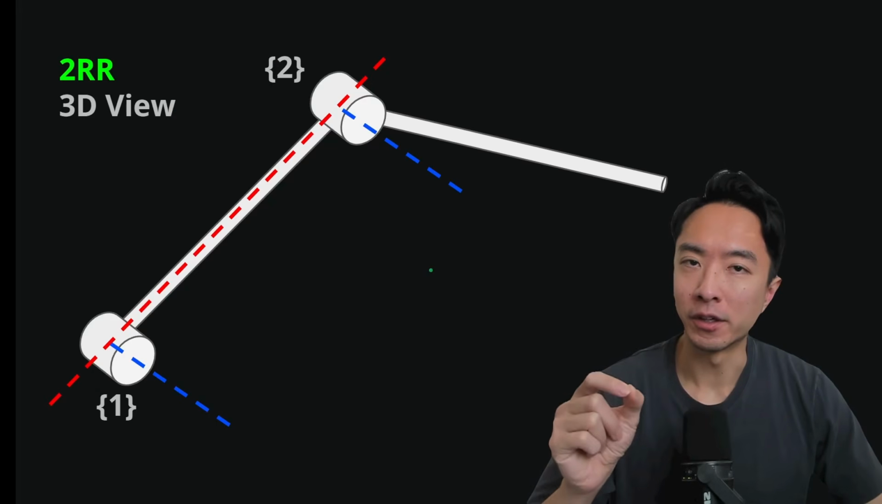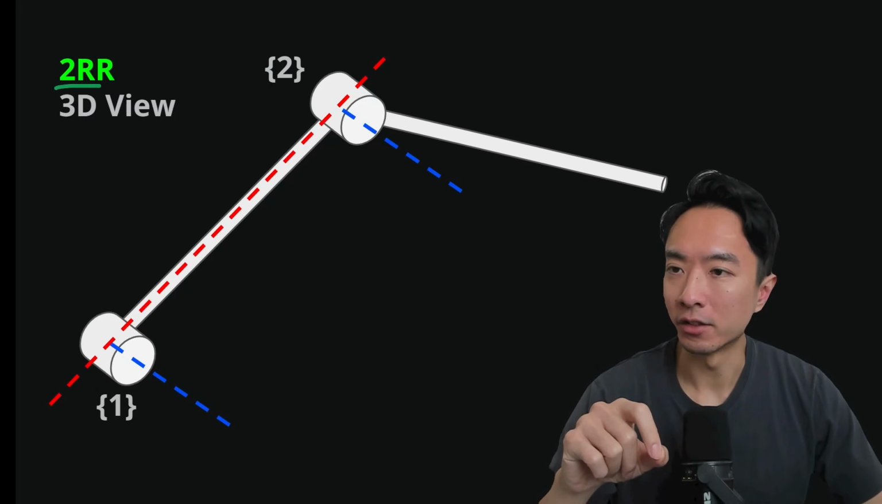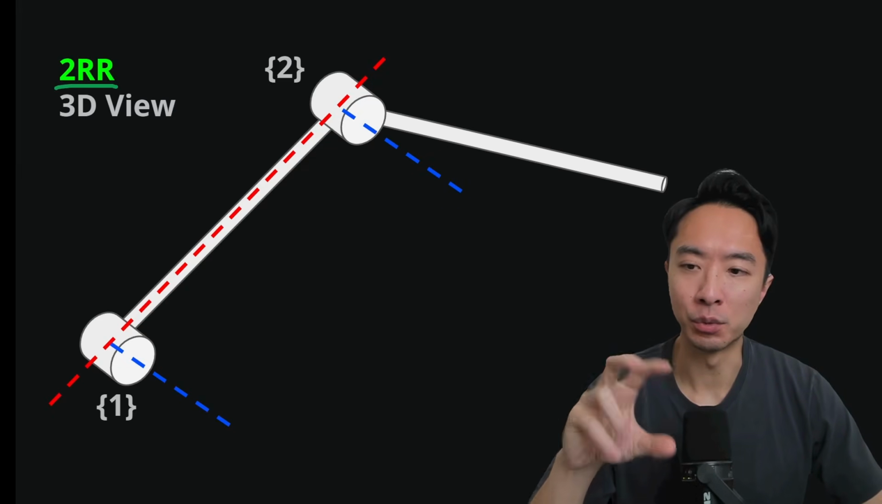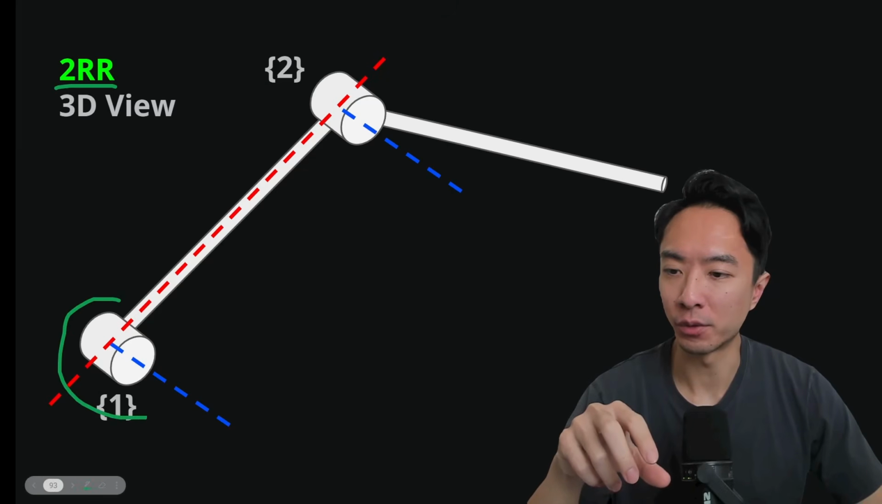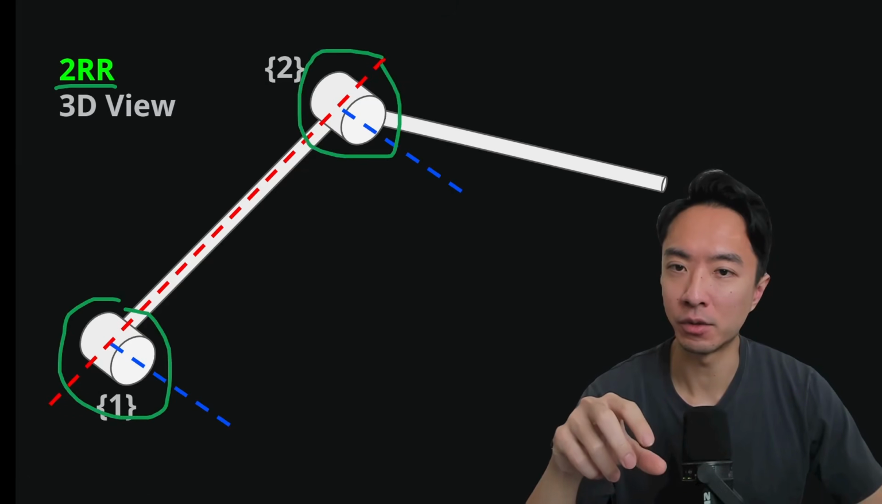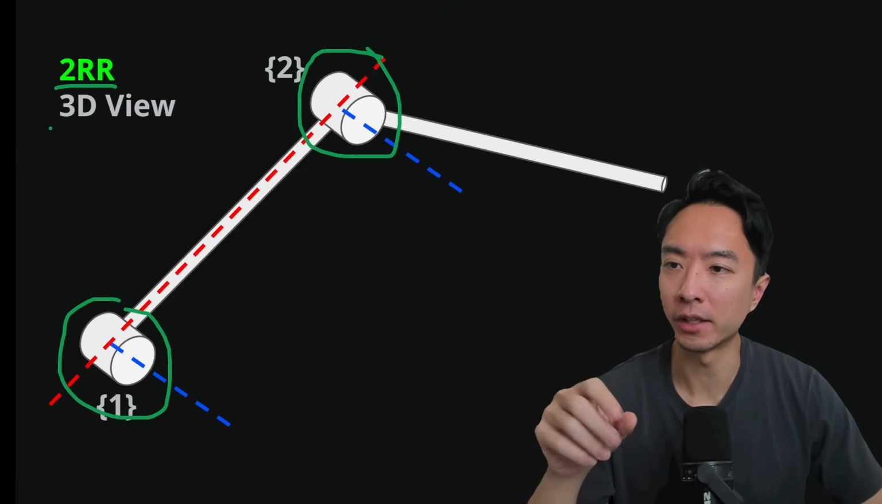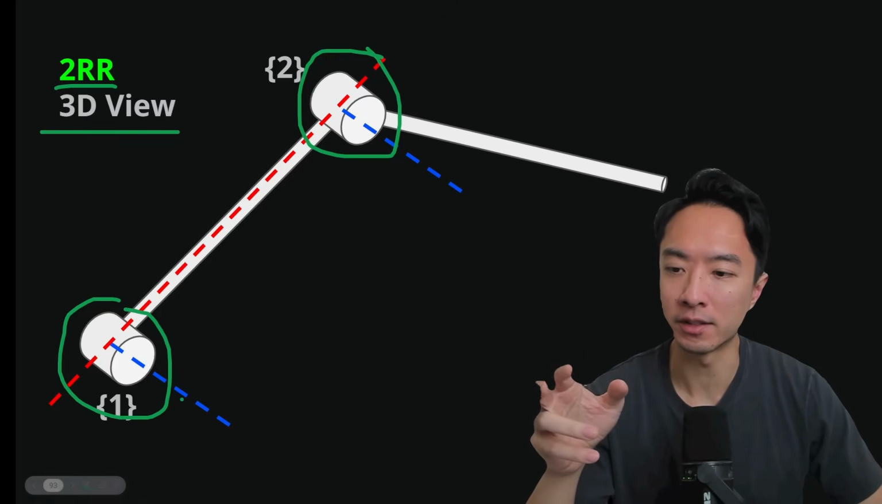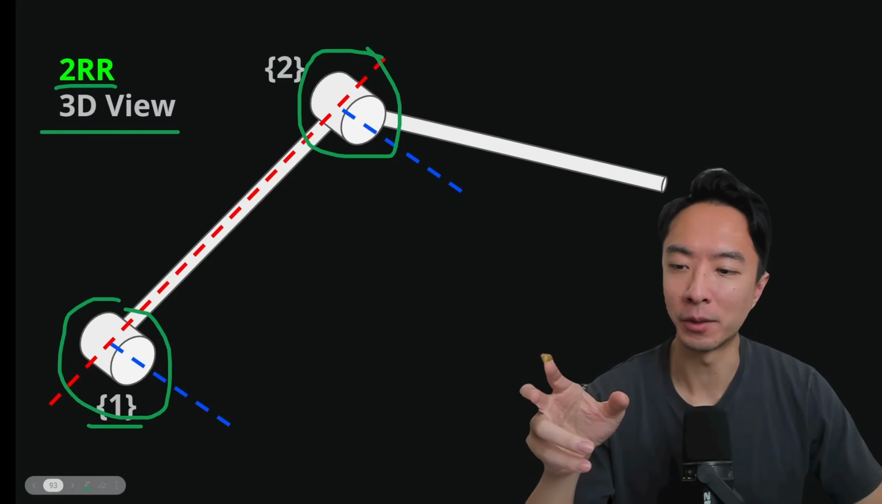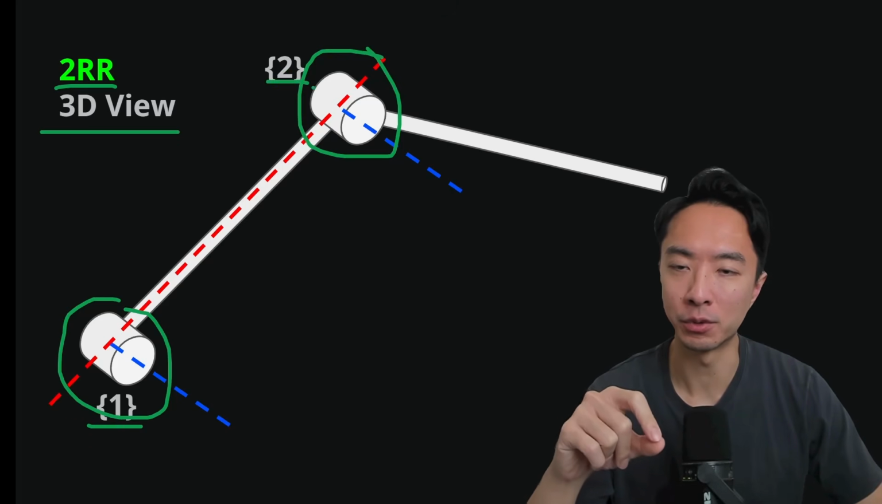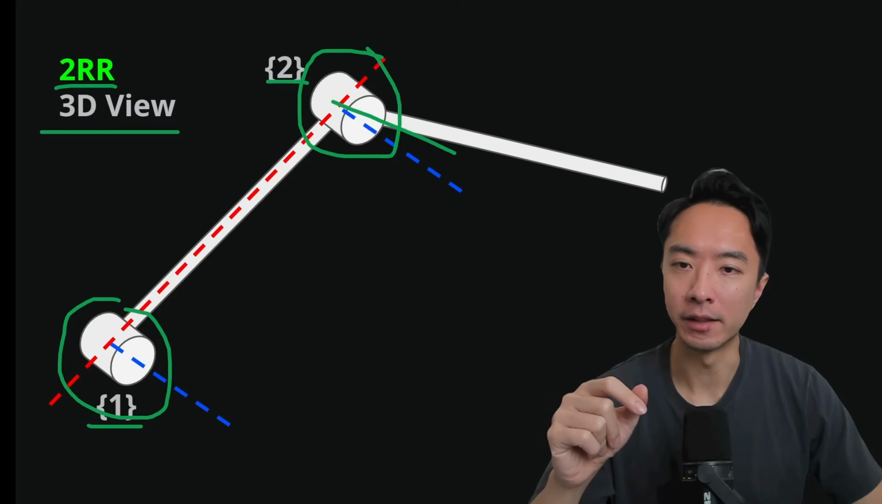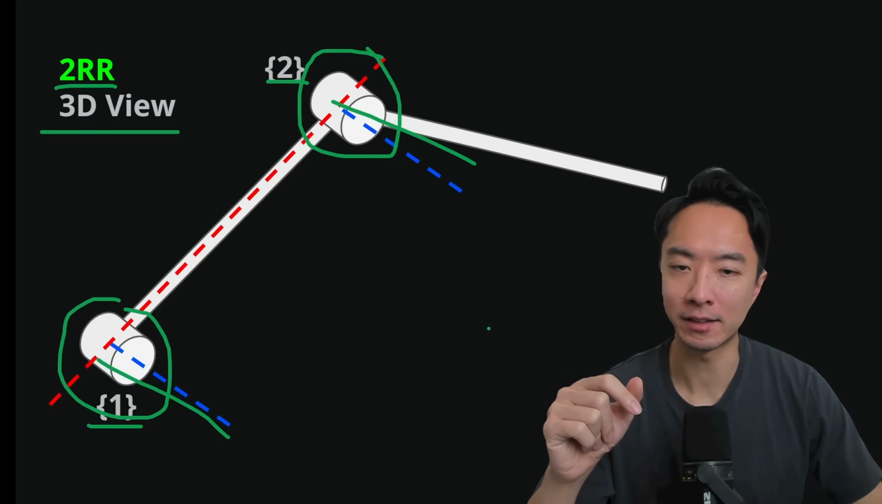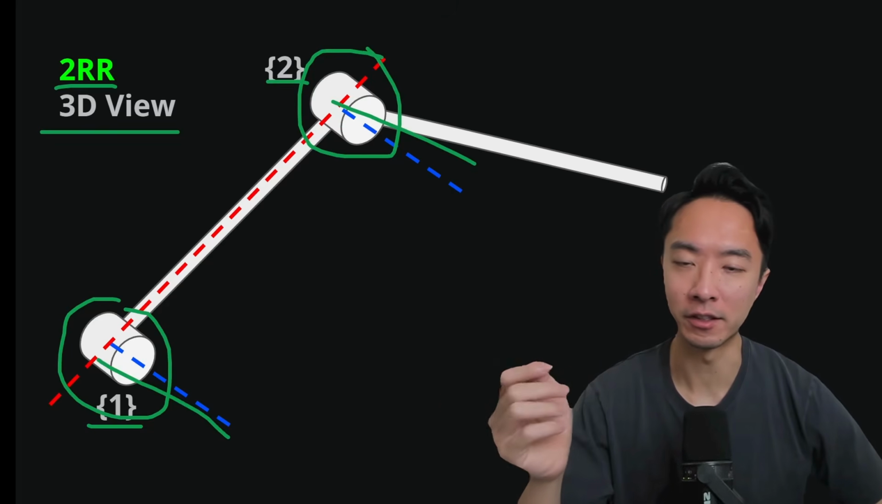All right, now for an example. So this is a 2R robot, meaning there are 2 revolute joints. We have our first one right here, and this is our second one. So it's a 2R robot. Right here is a 3D view. You can see we have defined our frame 1 for joint 1, frame 2 for joint 2. And these blue ones here are our axes that we're going to be referencing later on.